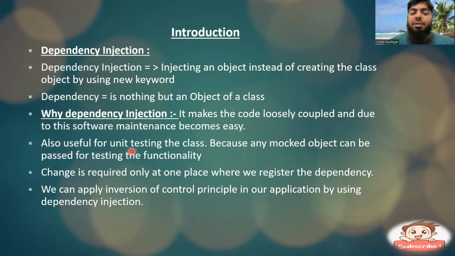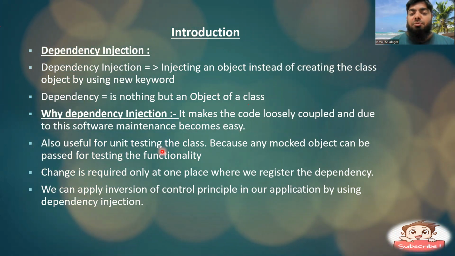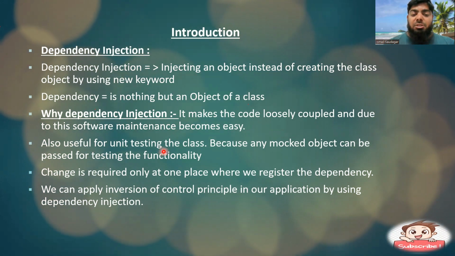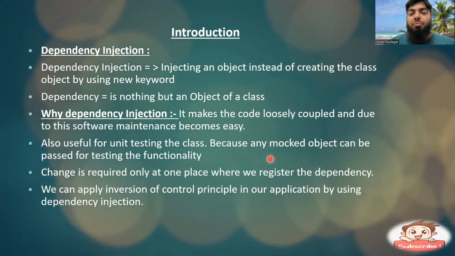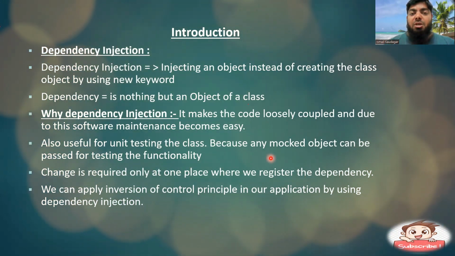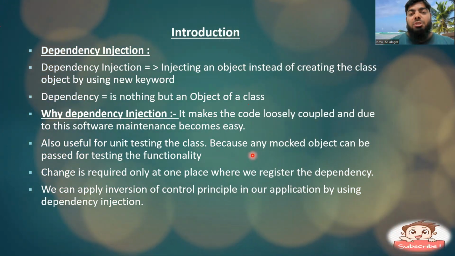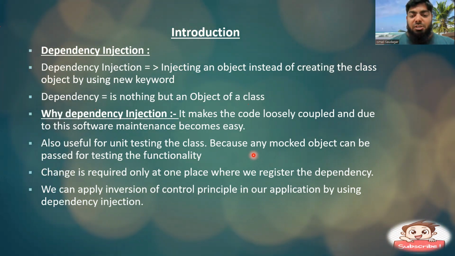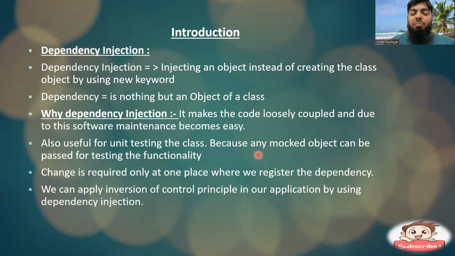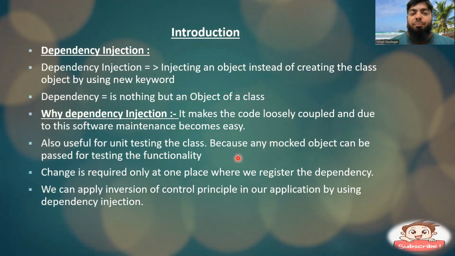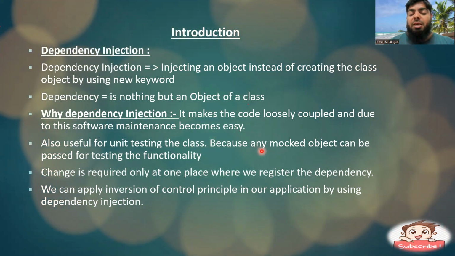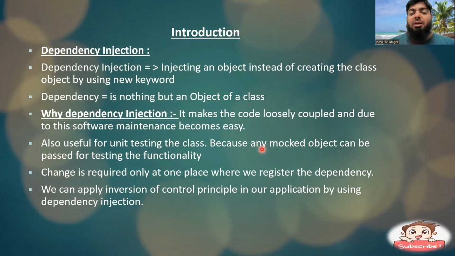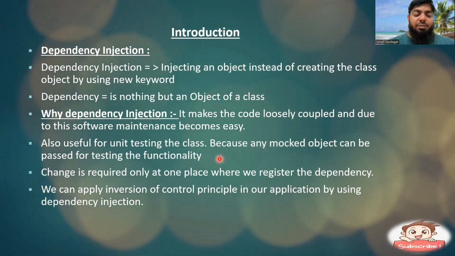It is also useful for unit testing the class. Because of dependency injection, unit testing becomes easy, because any mocked object can be passed for testing the functionality. A mocked object means an object of the particular class used in a method or class is created as a duplicate object and sent to the class for testing its functionality. So it becomes very easy. And because it is loosely coupled, we can create a new class of a particular type used in the dependency injection, inherit the new class from the interface, and send that class object and test the functionality.